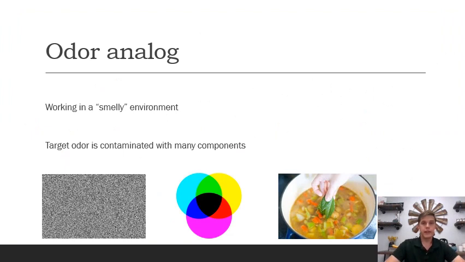So our analogs within an olfactory setup would obviously be working in a smelly environment. So if you're asking the animal to do a detection task in perhaps an environment that includes lots of other smells, then that's going to be much harder because those other smells are going to act as noise and will subsequently interfere with the detection of what you're looking for. Or perhaps maybe the target odor is contaminated with many other components. Maybe it's mixed in with a lot of other components.